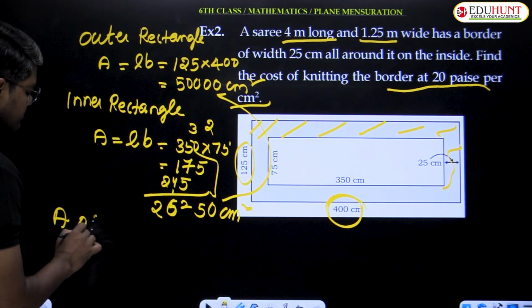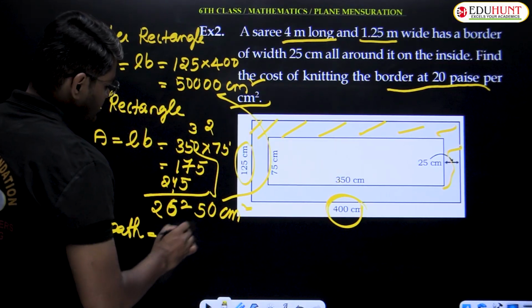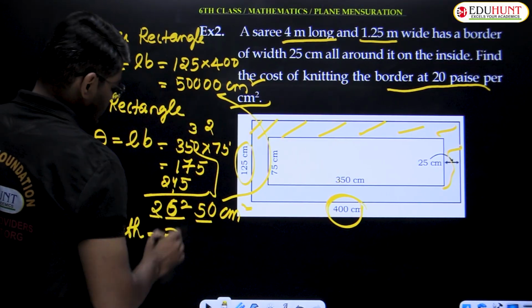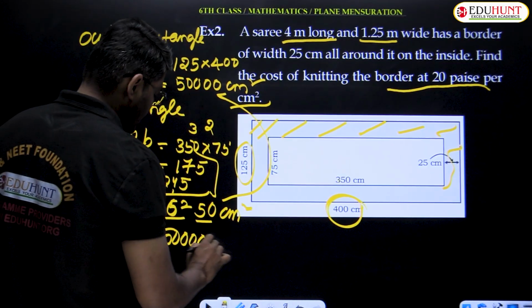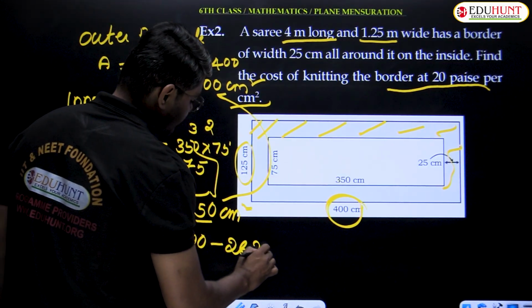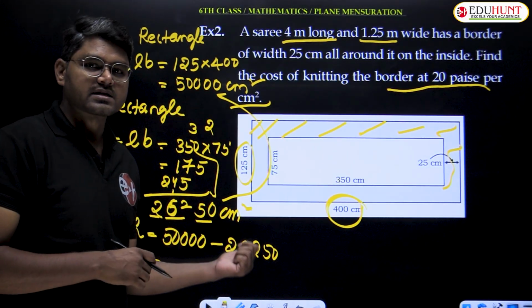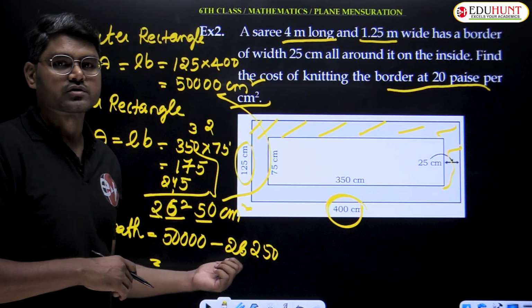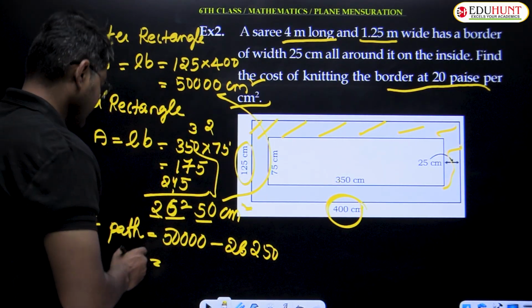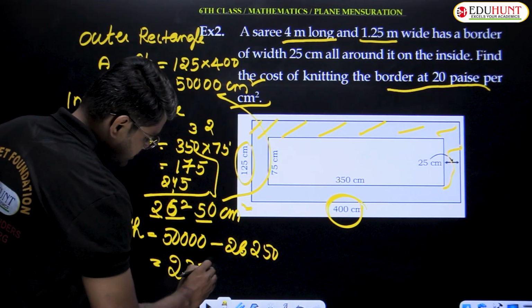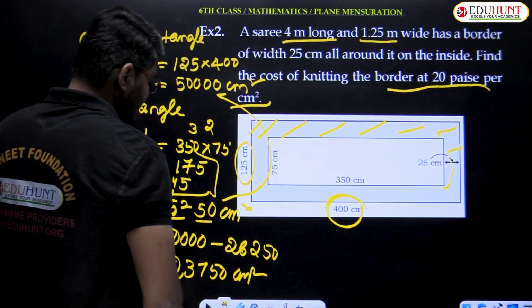Area of path or border is equal to 50,000 minus 26,250. So in 50,000, if I take 26,000, there will be 24,000. In 24,000, removing 250 gives 23,750. 23,750 centimeter square. So it's costing 20 paise per centimeter square.